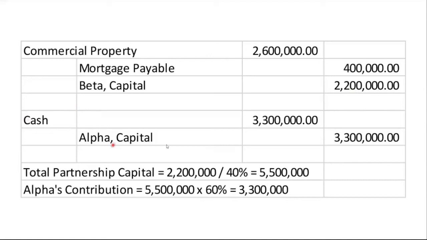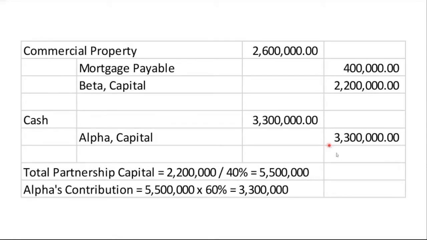Now, how did we get yung investment ni Alpha? First things first, we are going to determine how much is the total partnership capital, basing it on Beta's capital investment. So ito yung solution natin sa baba. Sure tayo na 2,200,000 yung capital ni Beta, which represents 40% ownership. So i-divide mo lang yon, makukuha mo yung total partnership capital na 5,500,000. To get the contribution ni Alpha, you simply multiply the total partnership capital by 60%, that's 3,300,000. So yan yung capital ni Beta and Alpha respectively.